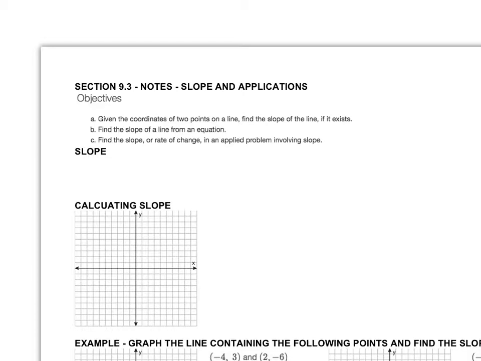So what we're going to do is, given the coordinates of 2 points on a line, find the slope of the line if it exists. We're going to find the slope of a line from an equation, and we're going to find the slope, or rate of change, of an applied problem involving slope.